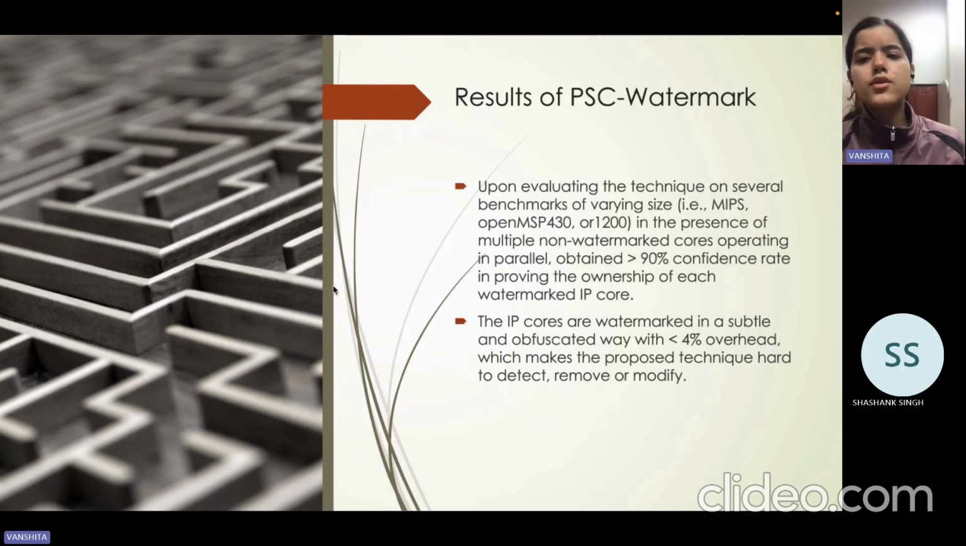So the results that we got from the PSC watermark were, upon evaluating the technique on several benchmarks of varying size, that is MIPS, Open MSP430, in the presence of multiple non-watermarked cores operating in parallel, it obtained greater than 90% confidence rate in proving the ownership of each watermarked IP core. The IP cores are watermarked in a subtle and obfuscated way with less than 4% overhead, which makes the proposed technique hard to detect and remove or modify.